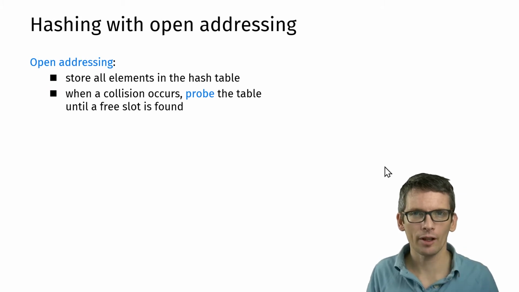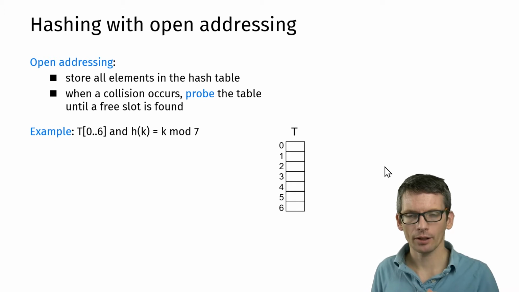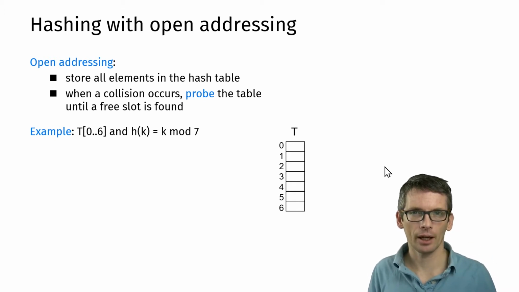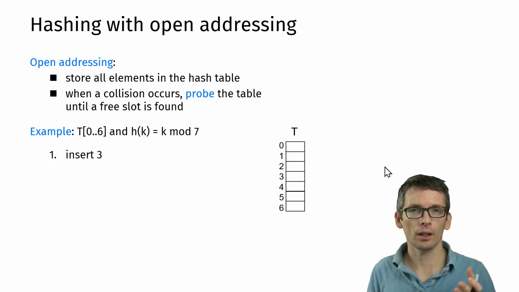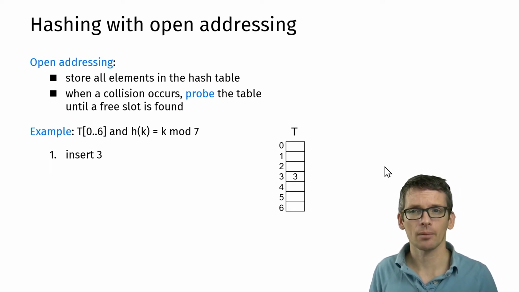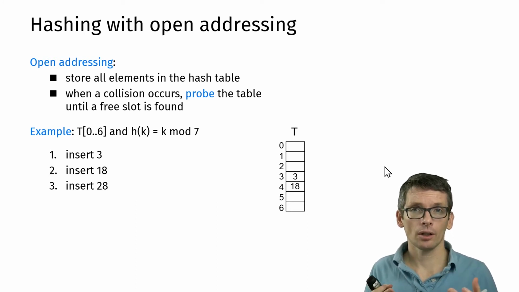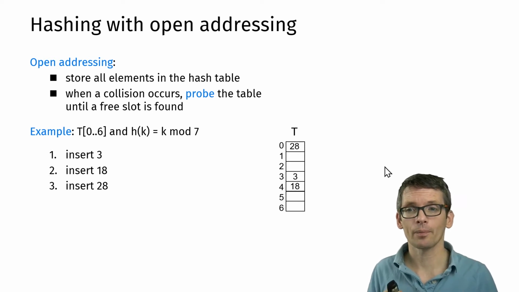Let's first do this by example. So here we have a hash table of size 7. As hash function, we take the division method, h of k being k mod 7. Let's insert some numbers. Let's insert a 3, it hashes to cell number 3. Let's insert 18. 18 mod 7 is 4, so it goes to cell 4. Inserting 28. 28 is divisible by 7, so that goes to cell 0.